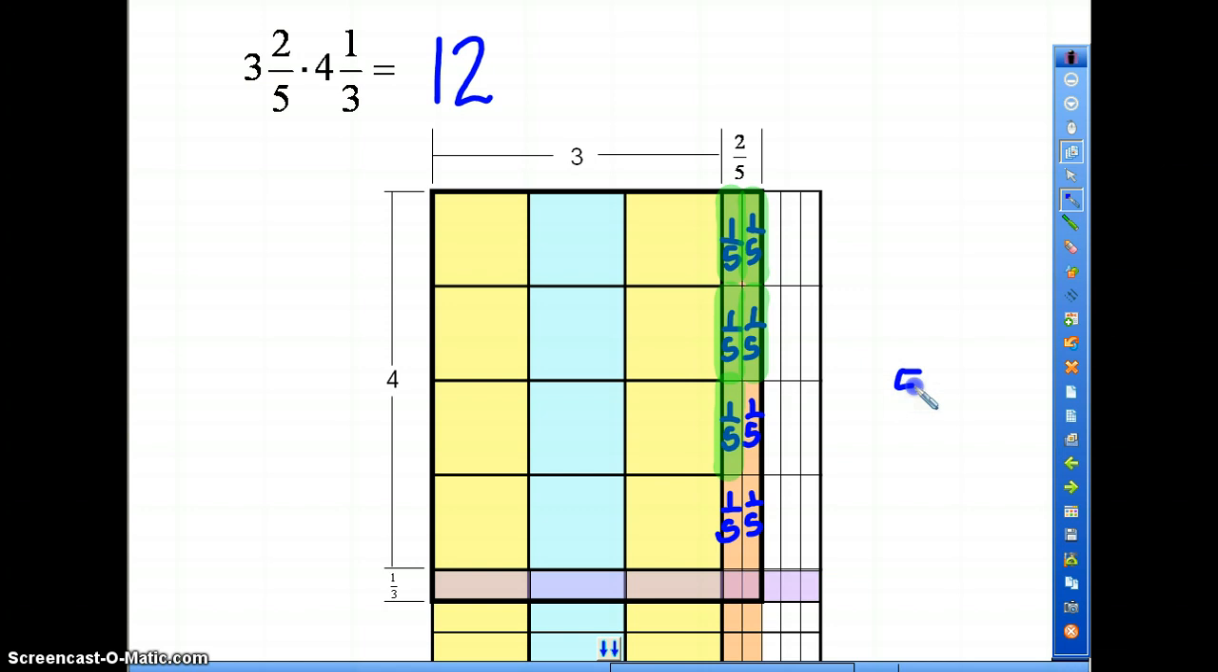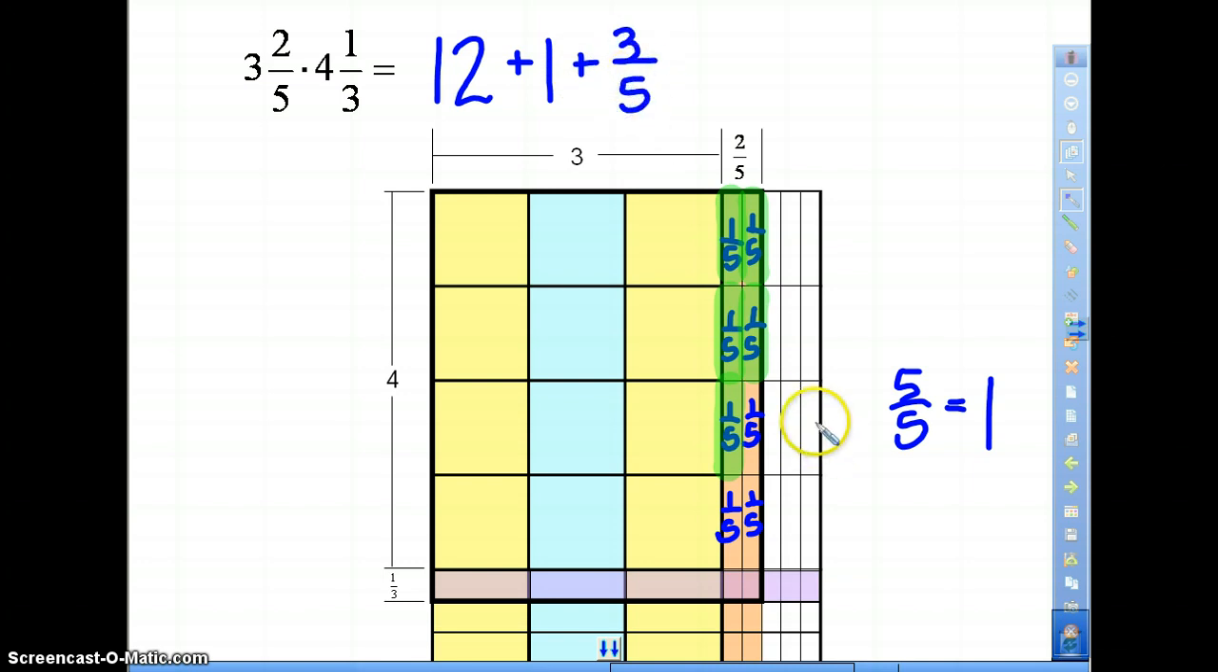And you guys know 5/5 is the same as what? An additional whole. Yeah, that right there makes a whole. So let's add another whole. And how many fifths do I have here? Let's add on another 3/5. All right?